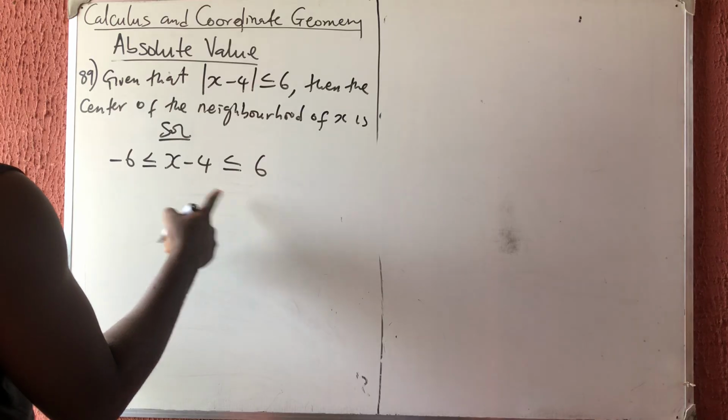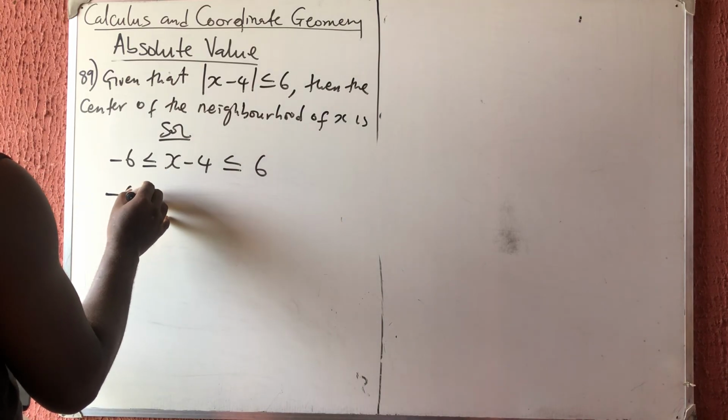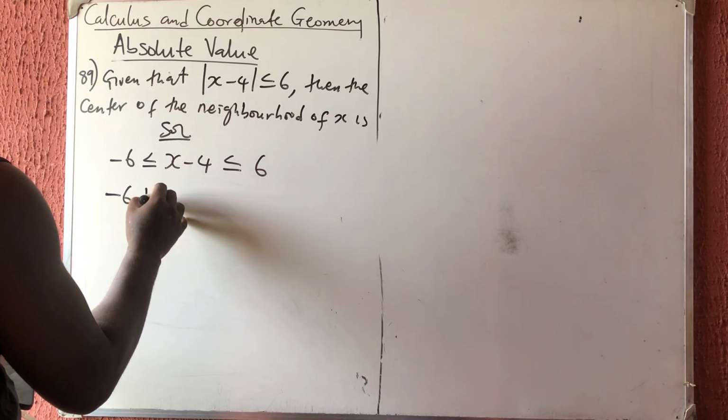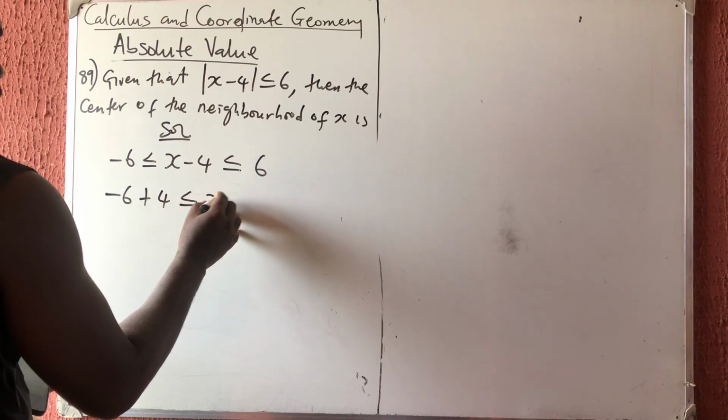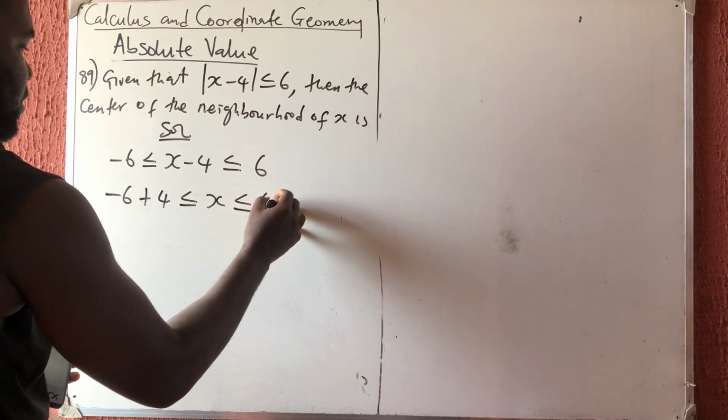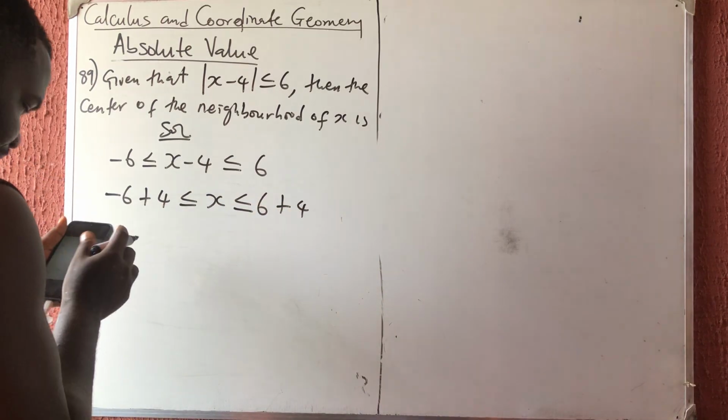What you do to left, do to right. So we say minus 6 plus, because this is minus, so it's going to be plus 4, is less than or equal to x, which is less than or equal to 6 plus 4. Okay?